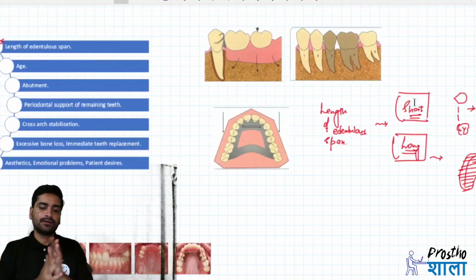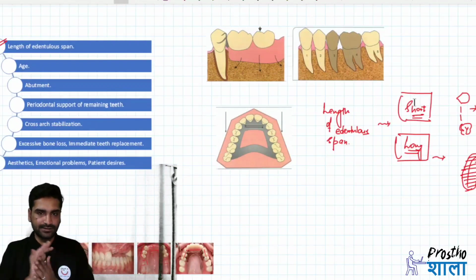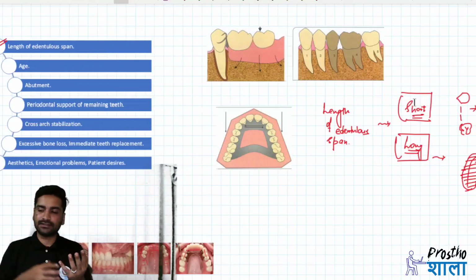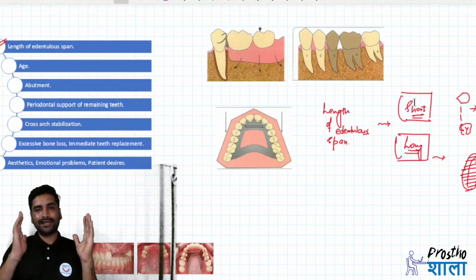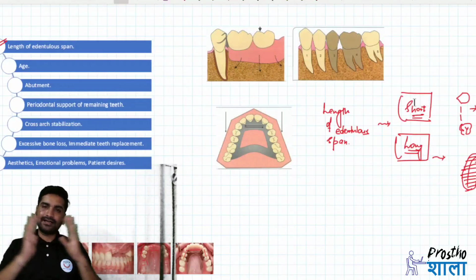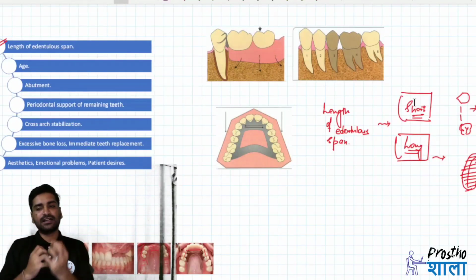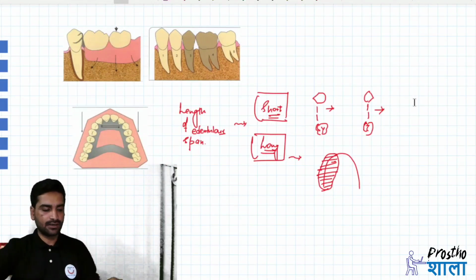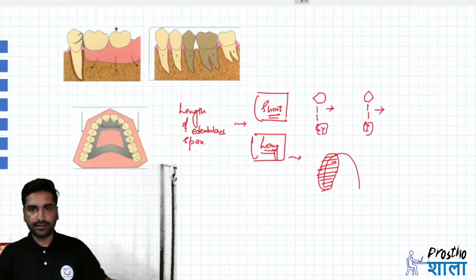So the length of the edentulous arch, why is it important? See, when you are talking about fixed partial dentures, what is a fixed partial denture? You take support from 2 teeth, you trim them and you place 1 tooth in between, or it increases. But that follows a law, and that law is very important, and that law is Ante's law.